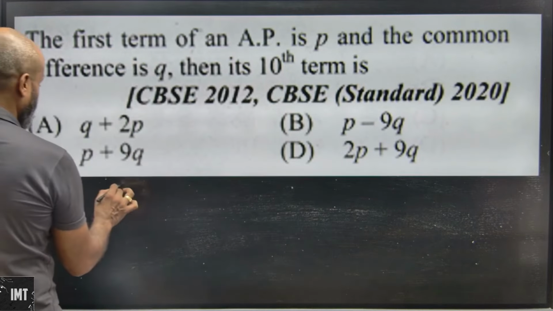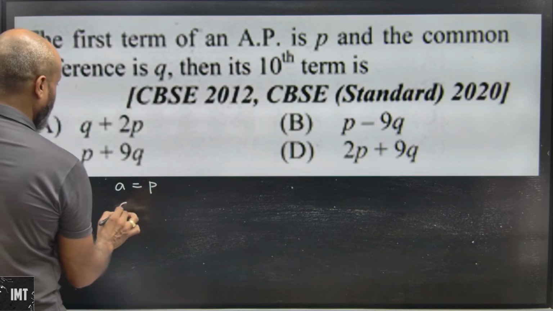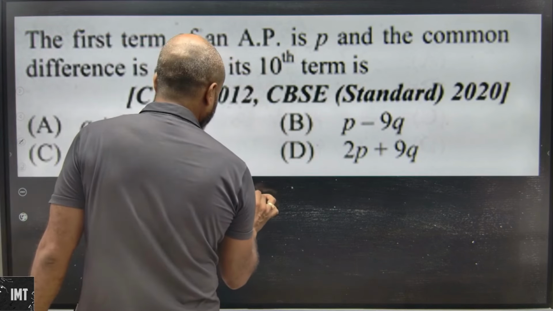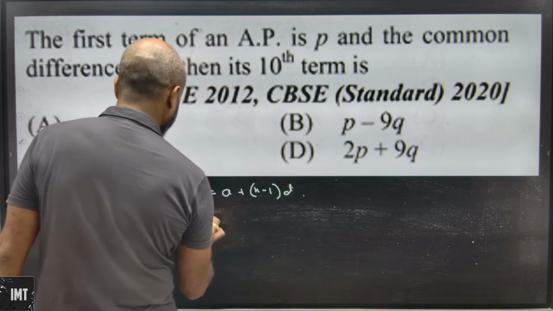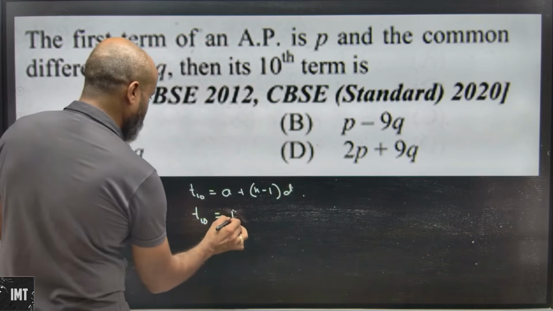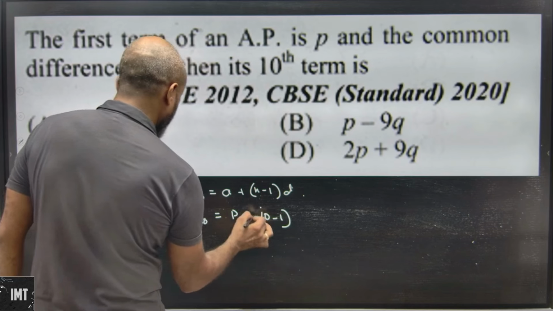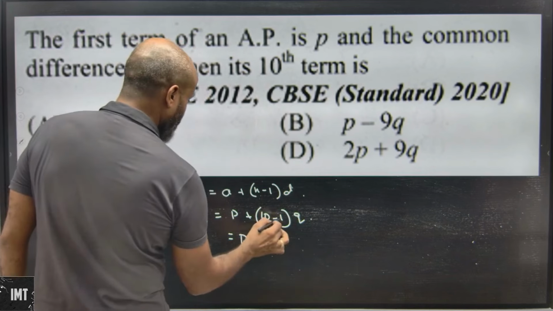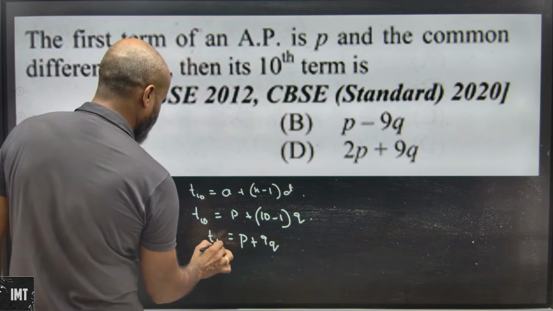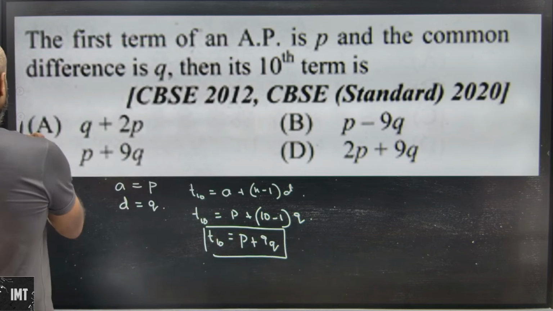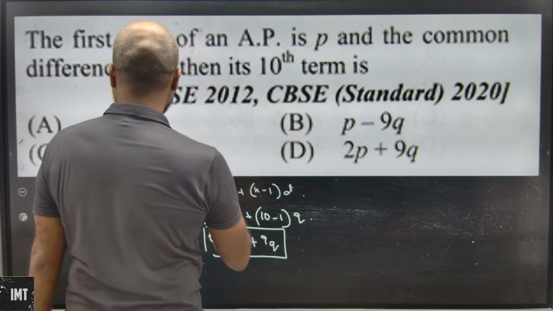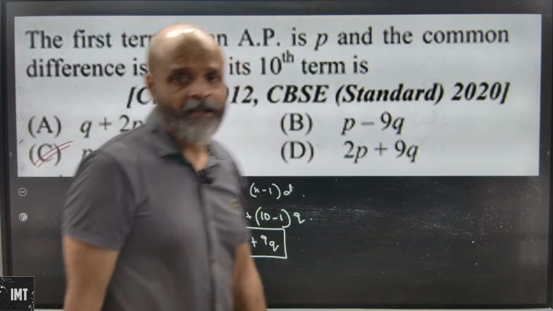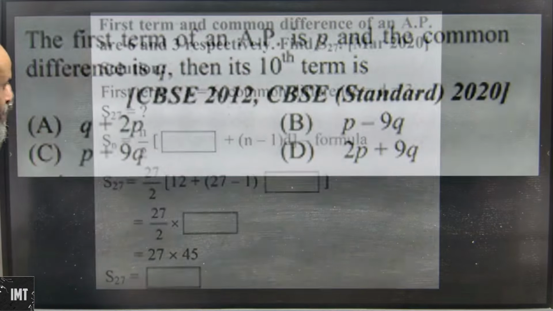So here the first term of an AP is P and the common difference is Q. Then the nth term, Tn, is equal to a plus (n minus 1) into d. So the 10th term will be a, that is P, plus (10 minus 1) into d, that is Q. So here it will be P plus 9Q. The 10th term will be equal to P plus 9Q. Okay, this was a question that was asked in 2012 and repeatedly in 2020. Okay, let's move on.